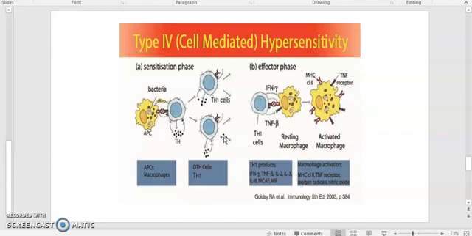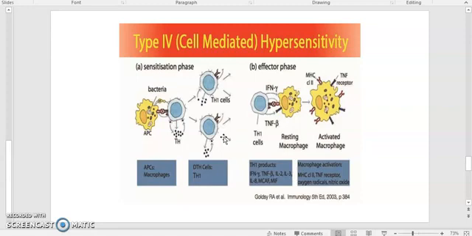The tuberculin skin test is an example of type 4 hypersensitivity. This test is done by putting a small amount of tuberculin purified protein derivative, that is PPD, under the top layer of skin. If a person has ever been exposed to Mycobacterium tuberculosis, the skin will react to the antigens by developing a firm red bump at the site within 2 days. It is a standard method for determining whether a person is infected by Mycobacterium tuberculosis.